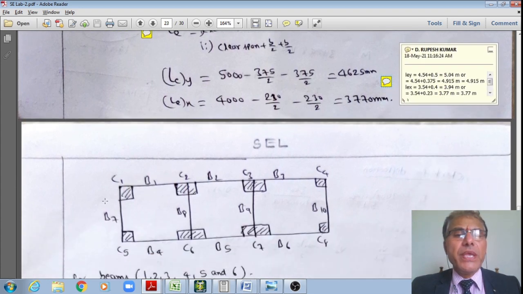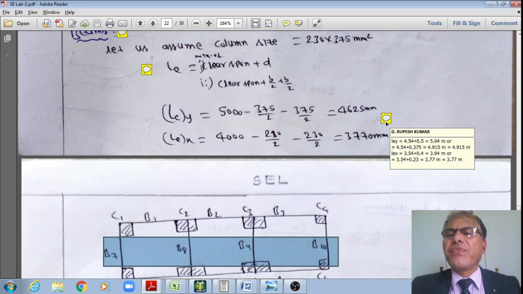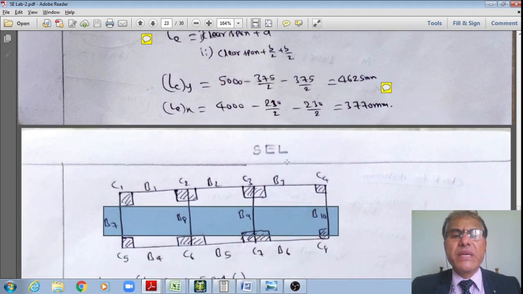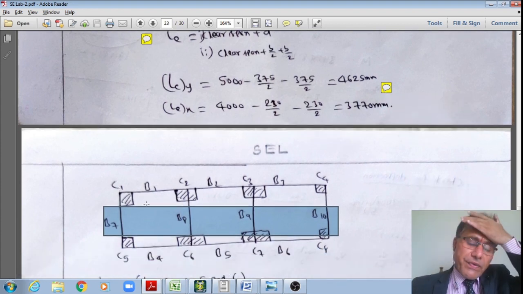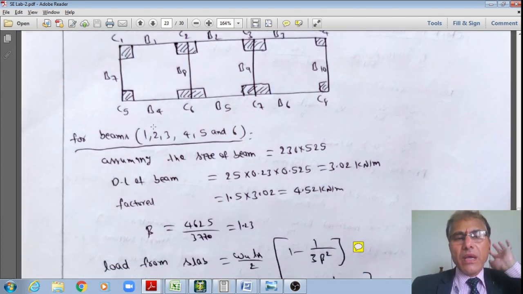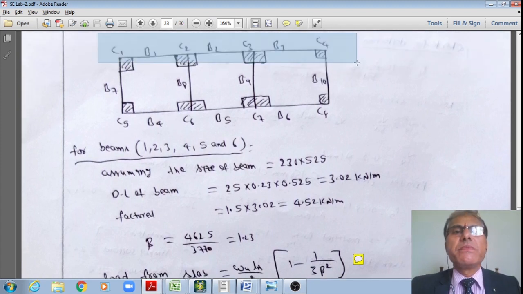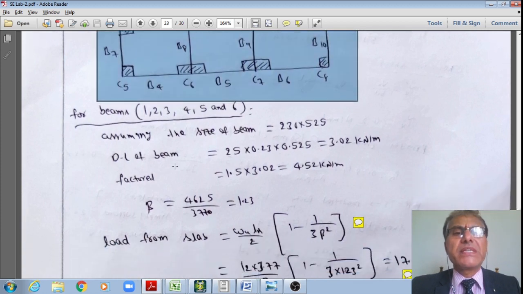And similarly for the exterior and interior beams, B7, B8, B9, B10 respectively, it is 3.54 plus, now I am assuming the column size as 0.23, therefore 3.54 plus 0.23, which is equal to 3.77. 3.77 is the effective span of these beams. Once I get the spans of these beams, then I will go for the analysis, student. Now this is how I will initiate the analysis of these 3-span continuous beams, either B1, B2, B3 or B4, B5, B6 respectively.